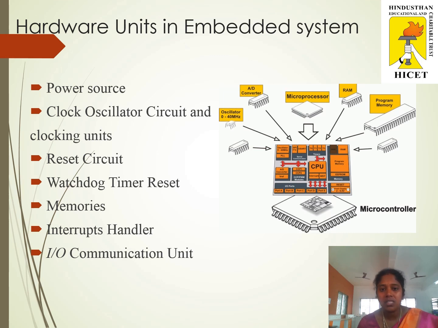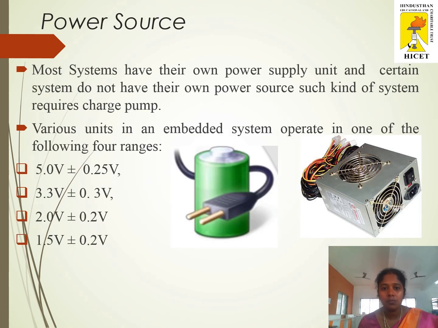The hardware units present in an embedded system are the power supply unit, clock oscillator circuit and clocking unit, reset circuit, watchdog timer reset, memories, interrupt handler, and input output communication units. The first hardware element is the power source.